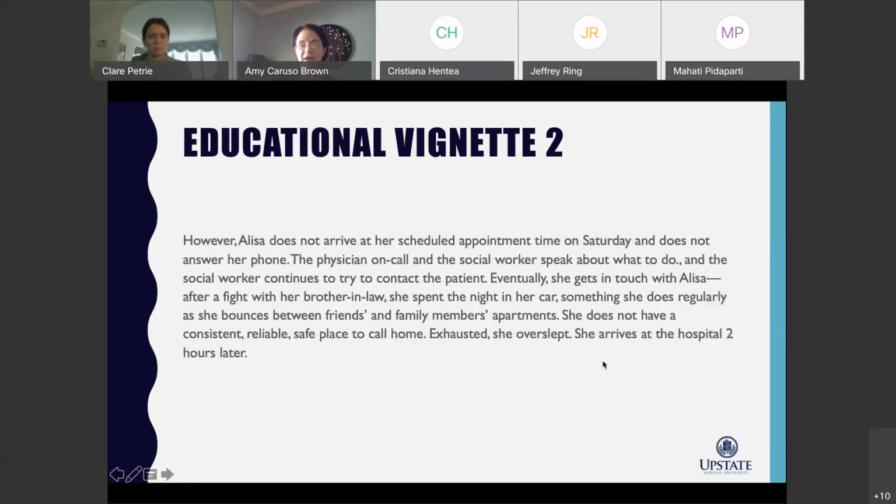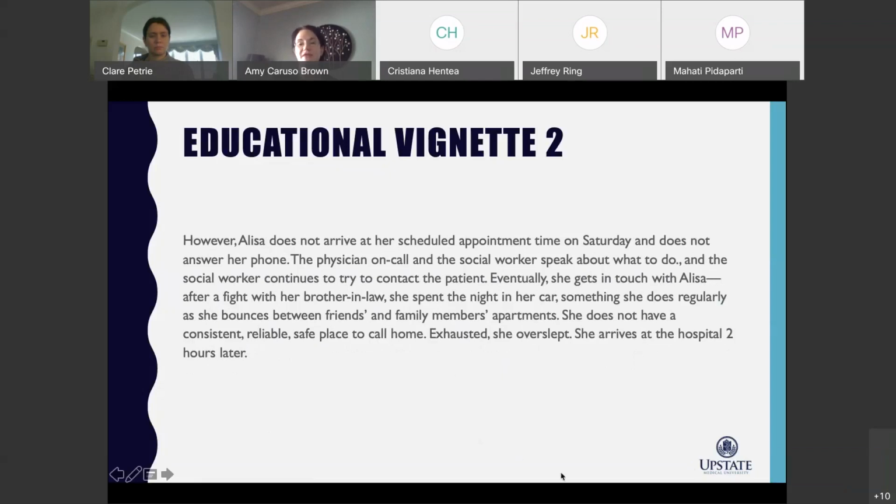However, Elisa doesn't arrive at her scheduled appointment time on Saturday and doesn't answer her phone. The physician on call and the social worker speak about what to do, and the social worker keeps trying to contact her. Eventually, she gets in touch with Elisa, and after a fight with her brother-in-law, she had spent the night in her car, which is something she does pretty regularly as she bounces between friends and family's apartments.